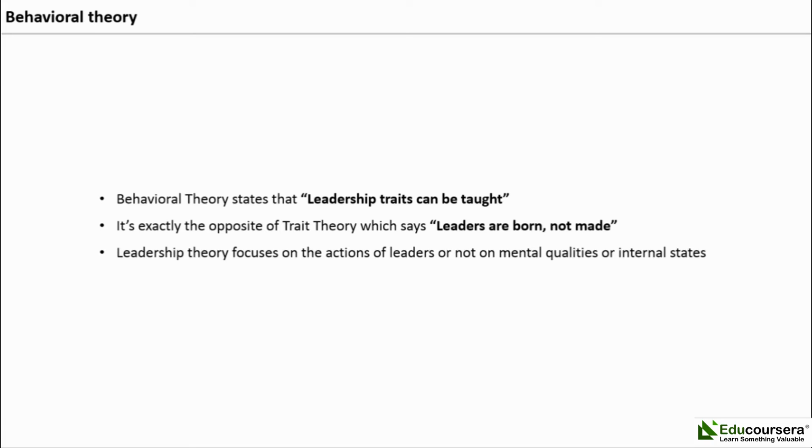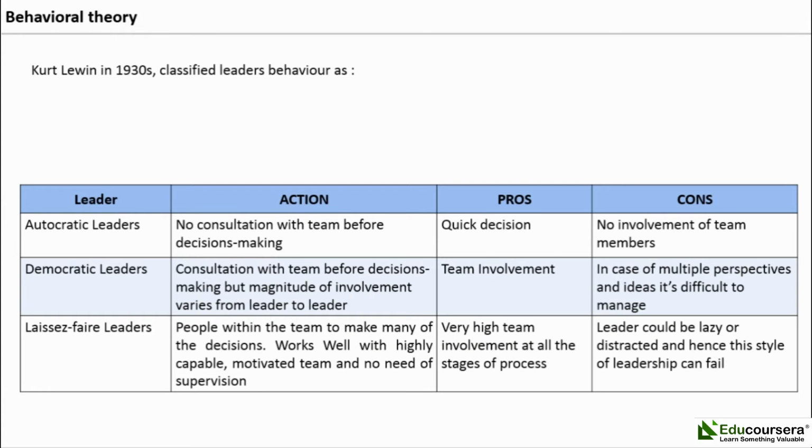For example, do leaders dictate what needs to be done and expect cooperation, or do they involve their teams in decision-making to encourage acceptance and support? Kurt Lewin in the 1930s classified a leader's behavior as autocratic, democratic, and laissez-faire.